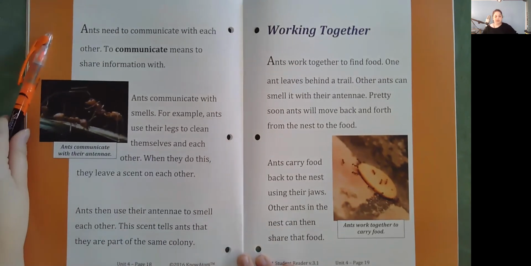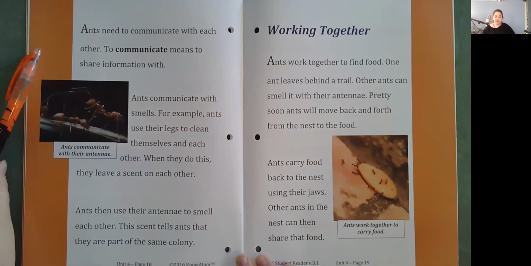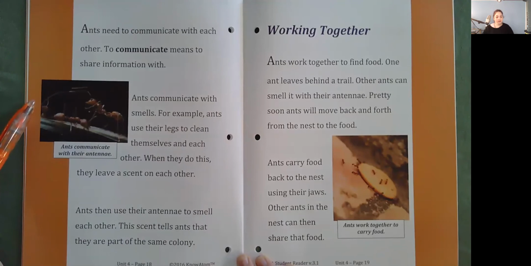Ants need to communicate with each other. To communicate means to share information. Ants communicate with smells. For example, ants use their legs to clean themselves and each other. When they do this, they leave a scent on each other. Ants then use their antennae to smell each other. This scent tells ants that they are part of the same colony.